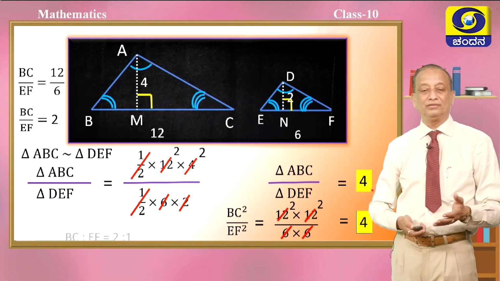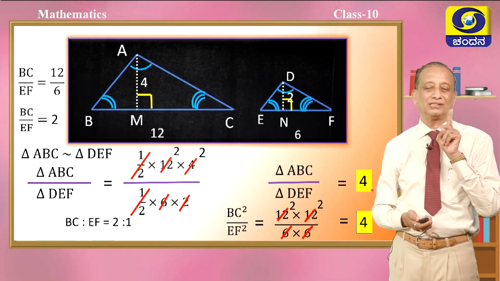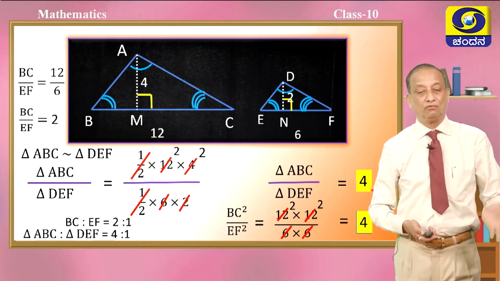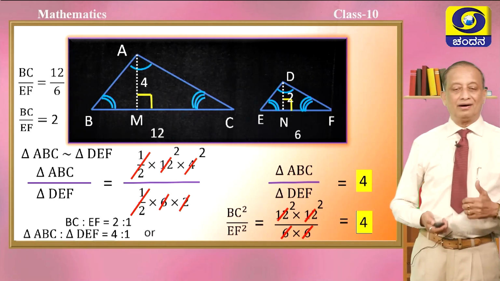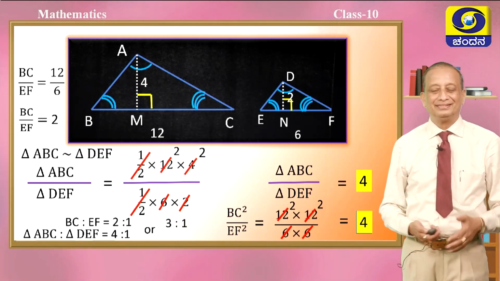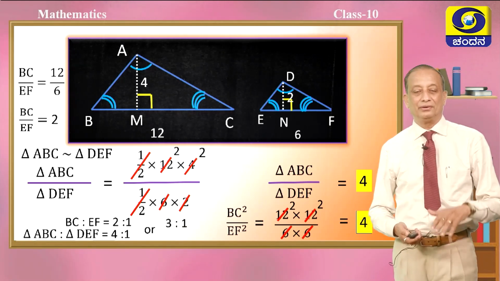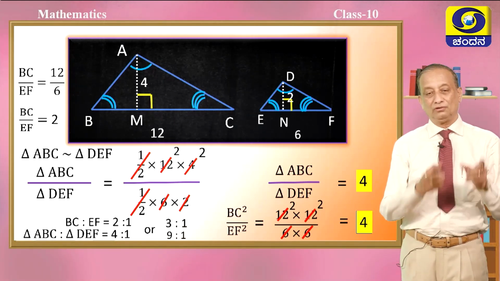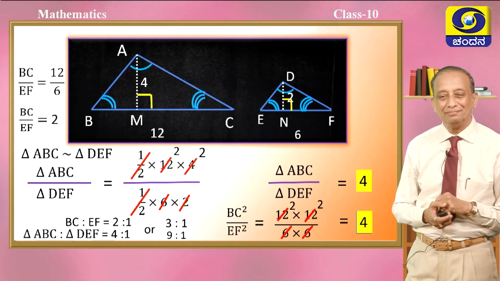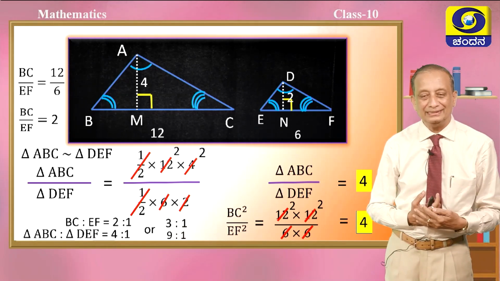Okay. Now, from this you can understand that if the bases are in the ratio 2:1, then the areas will be in the ratio 4:1. Or children, if the sides are in the ratio 3:1, then the areas will be just the square of the ratio 3:1. You will get 9:1. So, if BC were to be 3 times EF, then the area of triangle ABC will be 9 times the area of triangle DEF.